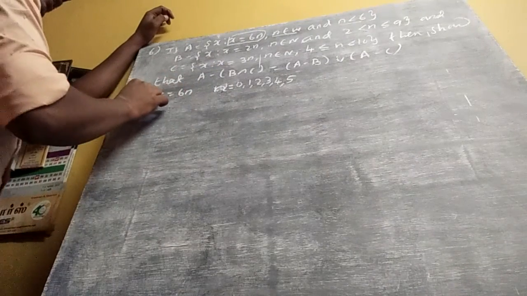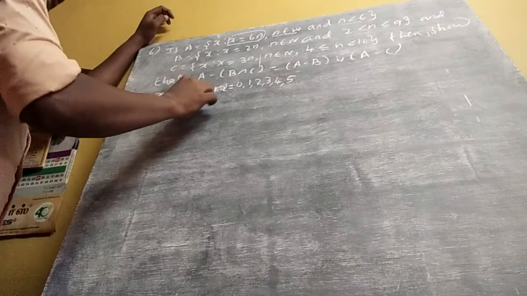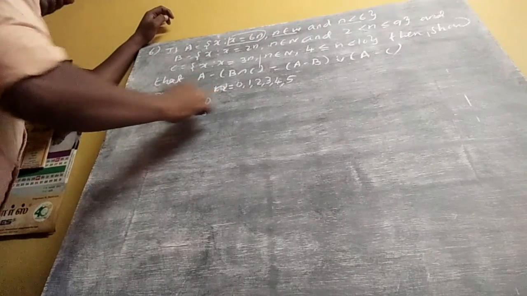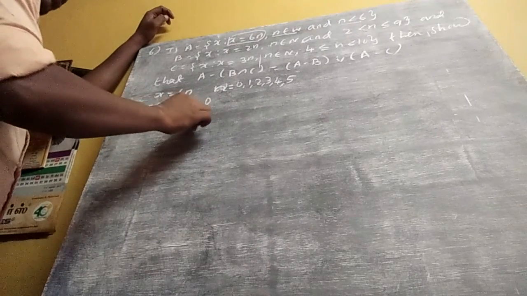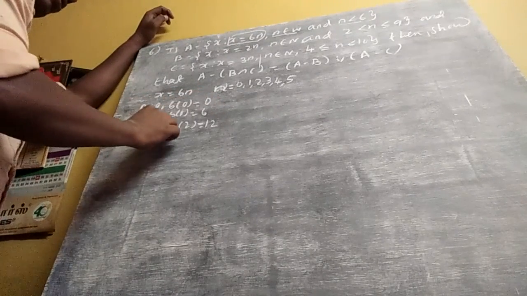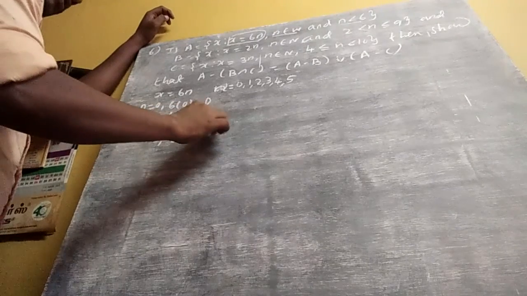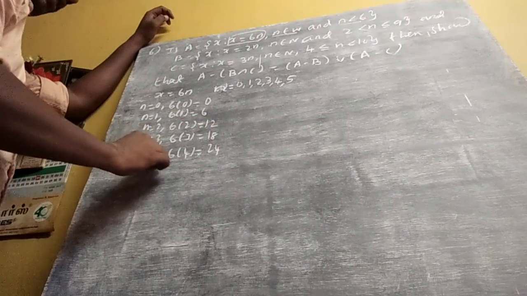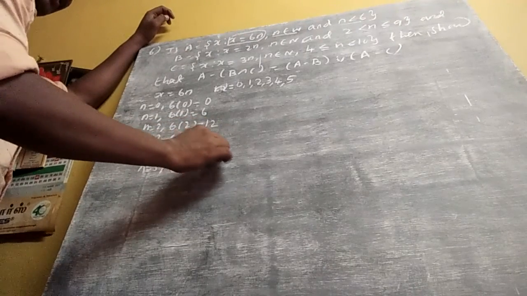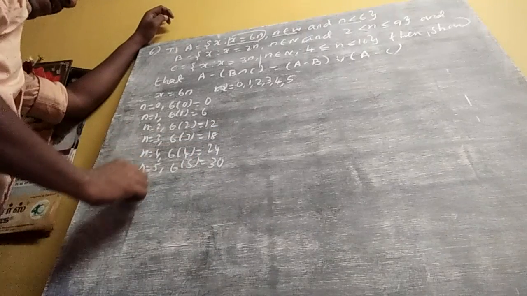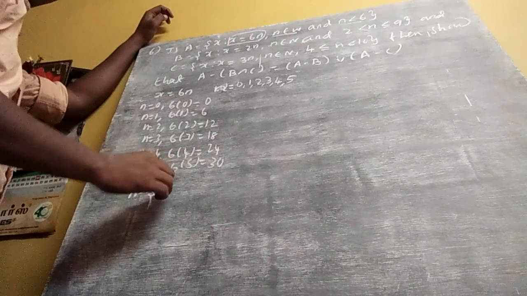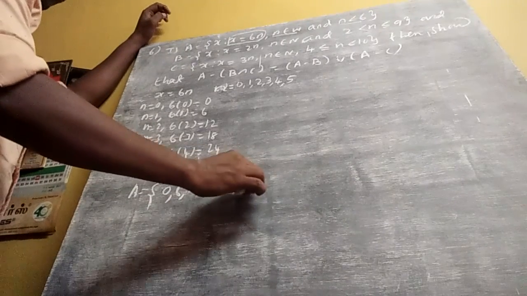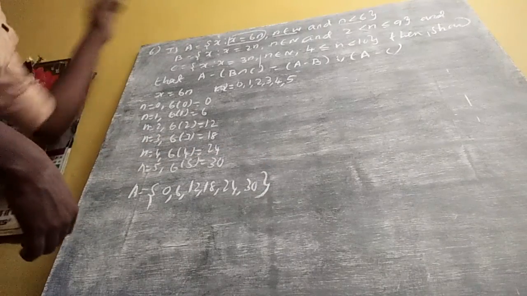So you can substitute here. n equal to 0, 6 into 0 answer 0. n equal to 1, 6 into 1 answer 6. n equal to 2, 6 into 2 answer 12. n equal to 3, 6 into 3 answer 18. n equal to 4, 6 into 4 answer 24. n equal to 5, 6 into 5 answer 30. So the A value we can write: 0, 6, 12, 18, 24, 30. This is the value of A.